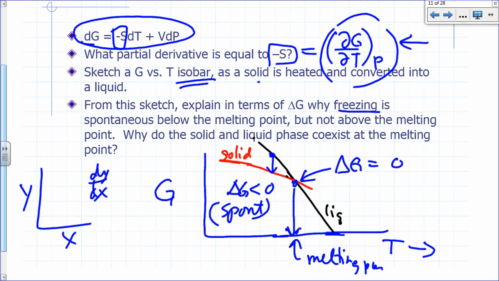What happens if you are above the melting point? Is freezing spontaneous? You're going from liquid to solid. So here, delta G is going to be positive. Gibbs energy increases. Okay? So that's sort of how you would explain why freezing is favored at low temperature, whereas melting is favored at high temperature. If you think about melting, the opposite, then you'll have opposite signs for your delta G, right?